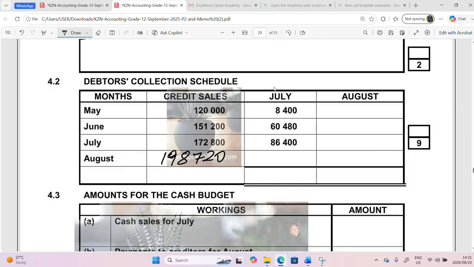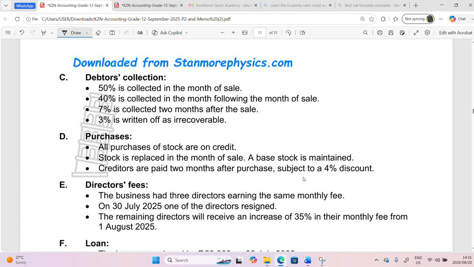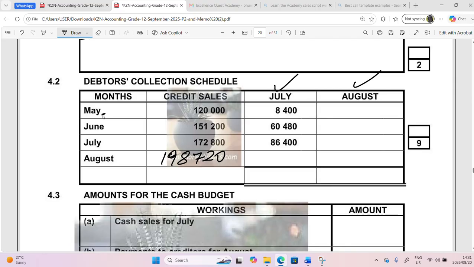All right, so we need to calculate now how much are we going to collect from our debtors on which months? July and August. So let's check information C. What are they saying about debtors? C, 50% is collected in the month of sale. So if we sell goods in May, 50% we get in May. Do we have May there on top? No. June, do we have June there on top? No. July, do we have July there? Yes, we have. So from 172,800, if you multiply by 50%, you should get an amount of 86,400.